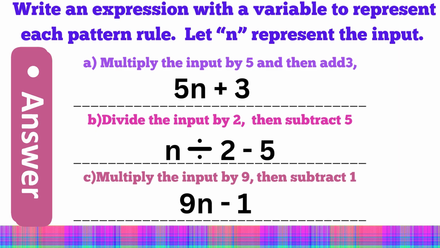All right. Welcome back. Let's check our answers. The first answer for the expression would be 5n plus 3. The second, n divided by 2, subtract 5. And finally, 9n subtract 1. Remember, we use the variable n to represent the input value in each case.